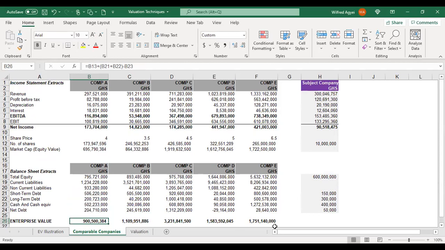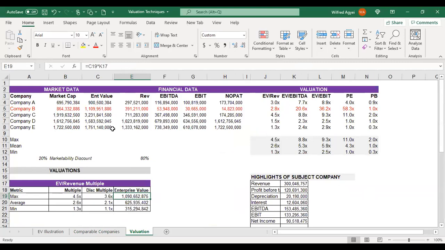So always make sure that these line items are showcased in the reorganized financial statements or the balance sheets. So these figures are also for the company that we would want to value. Now we come to the valuation sheets. This is where you calculate the various multiples. On this multiple sheet, we have three main items: the market data and the financial data. Under the market data, we have the market capitalization and the enterprise value, and these are just linked to these sheets.